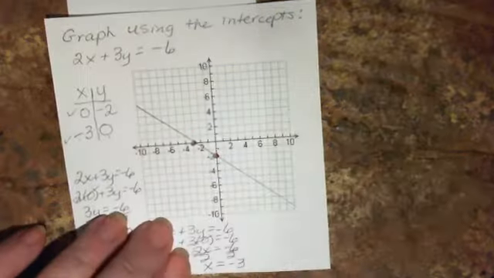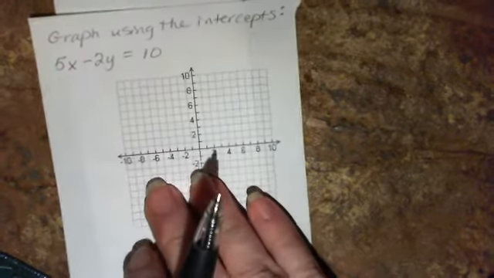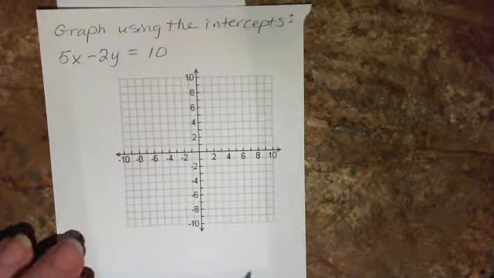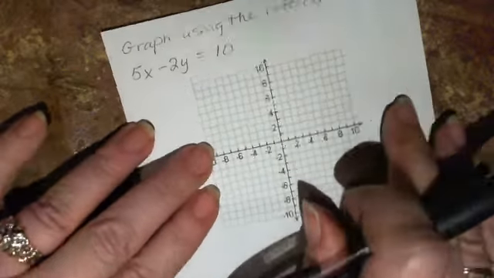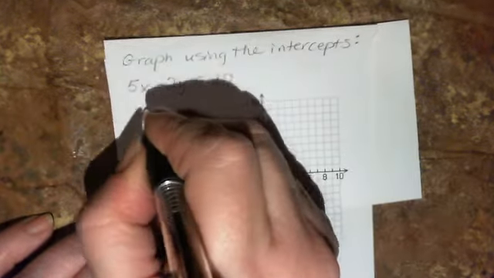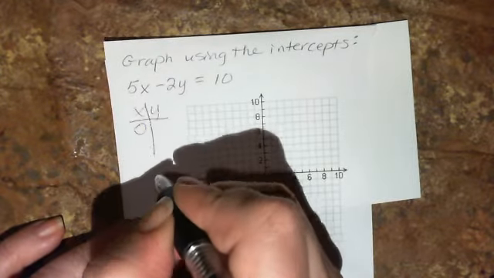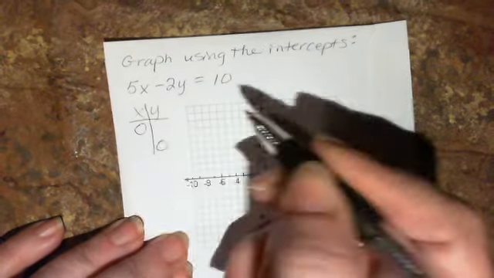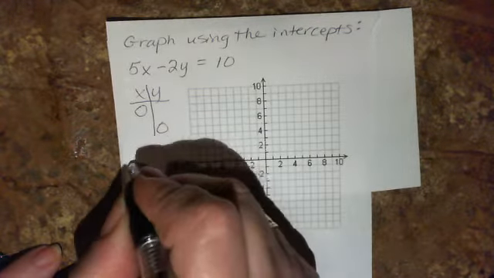All right, let's practice that again. New linear equation. Let's graph using the intercepts. So we remember that a table of values is useful to find the intercepts or to keep up with the intercepts. So table of values, x and y, and remember that for the intercepts, we want a 0 for our x and a 0 for our y.